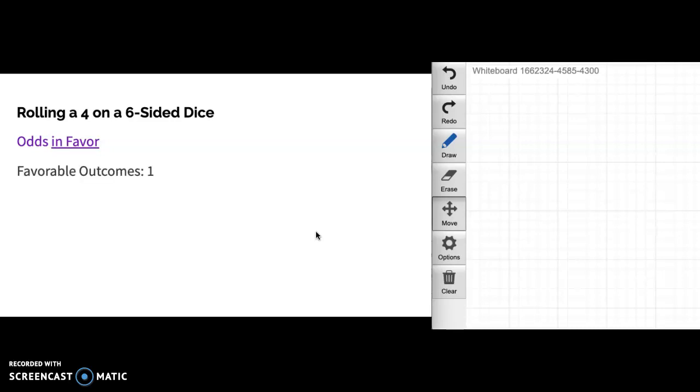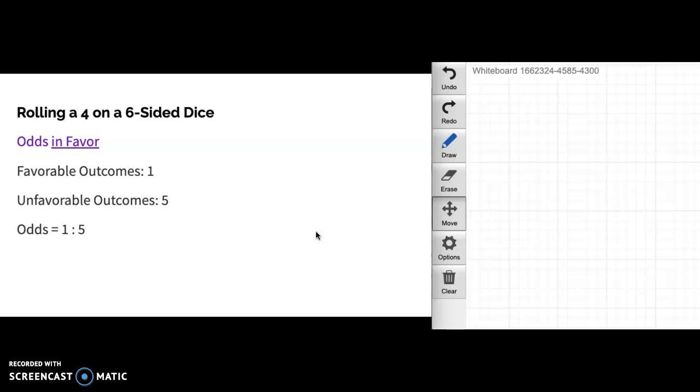But how many unfavorable ways are there, where we do not get a 4? Unfavorable outcomes would be 5 of them. We could roll a 1, a 2, a 3, a 5, or a 6. So there are 5 unfavorable outcomes, meaning our odds in favor would be written as 1:5.